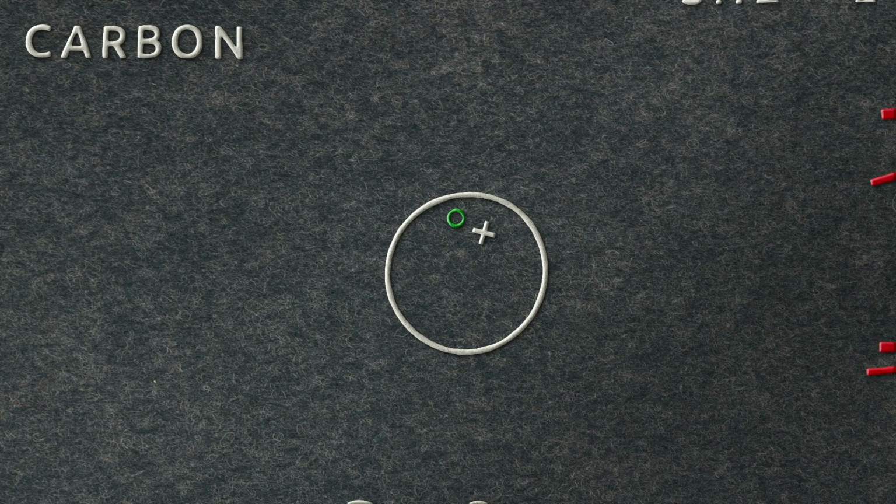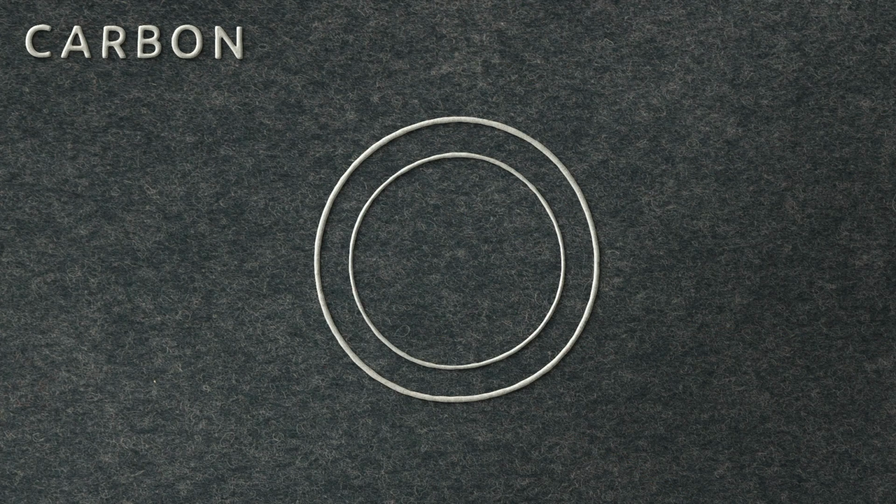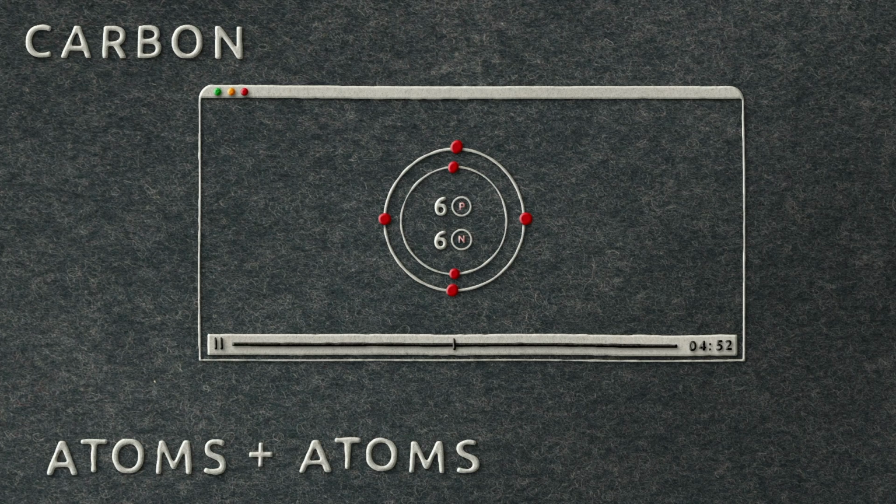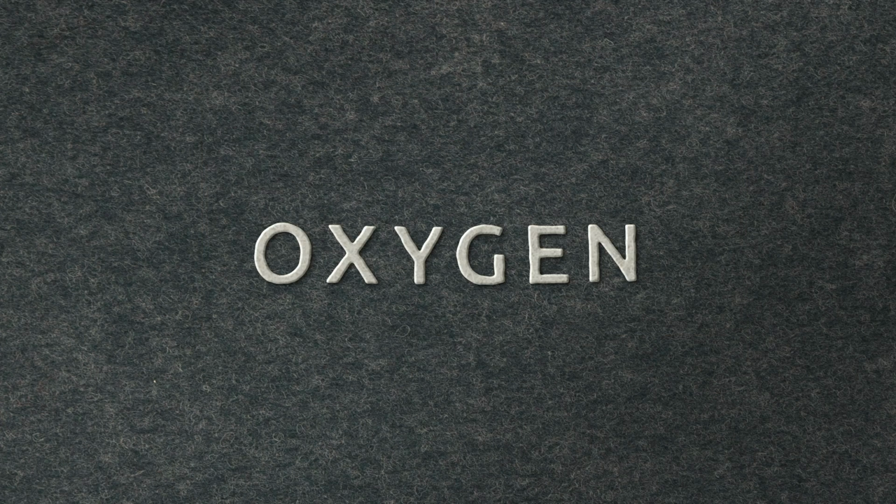The other way to draw a carbon atom is by writing 6p and 6n in the center for protons and neutrons respectively. Then 2 electrons represented by 2 dots in an inner shell and 4 dots for electrons in the outer shell. We can use these drawings to also show how 2 atoms can form a bond and become a molecule. And this time we'll use oxygen as an example. Oxygen has 8 protons, 8 neutrons and 8 electrons.